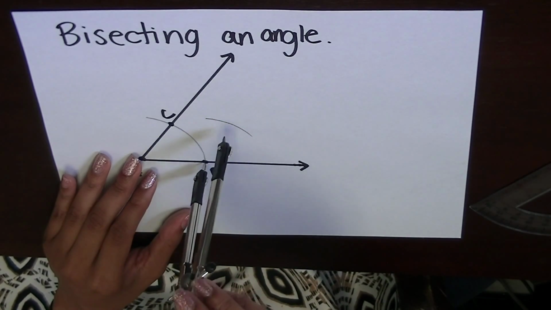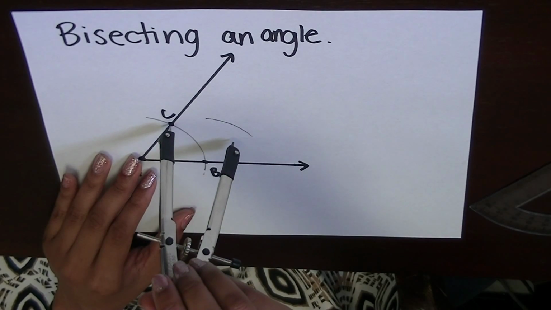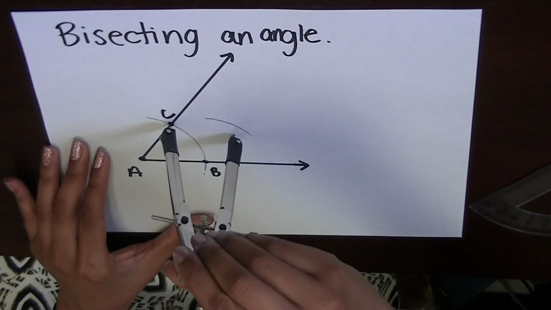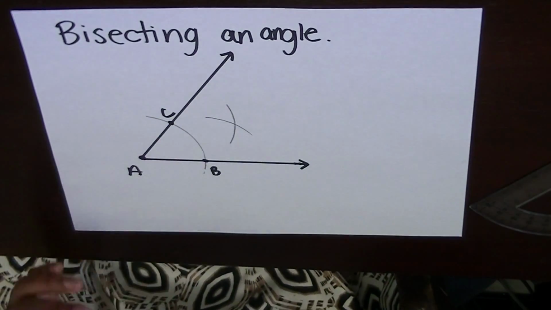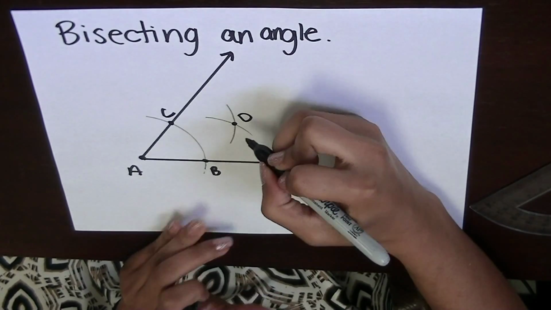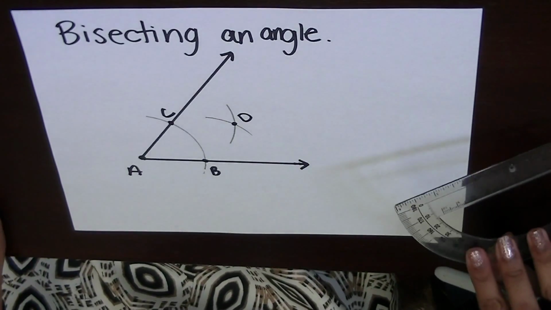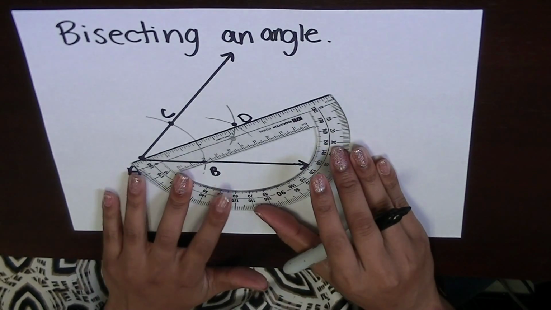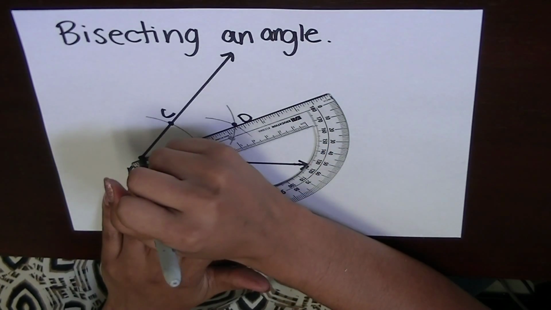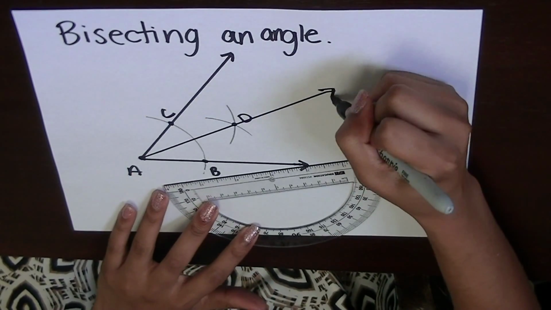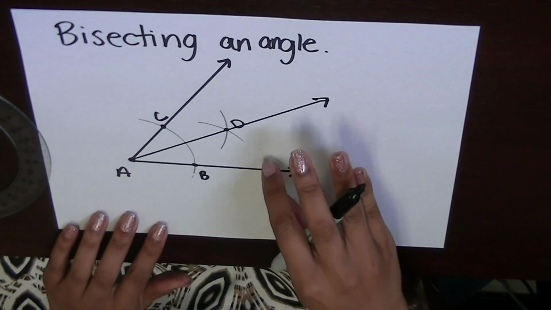Okay, kind of in the middle of it. You pick up your compass, you place the pointy end on point C, and you make another nice little arc. Okay, I'm going to call that intersection D. Now, to bisect the angle, all you have to do is connect A to D. And you successfully bisected that angle into two congruent angles.